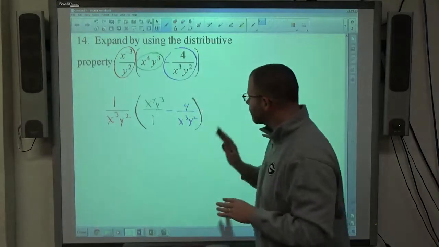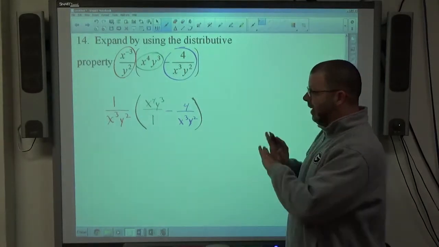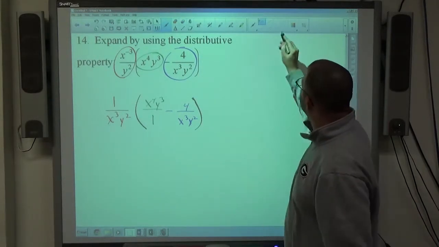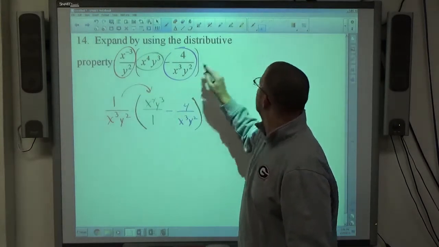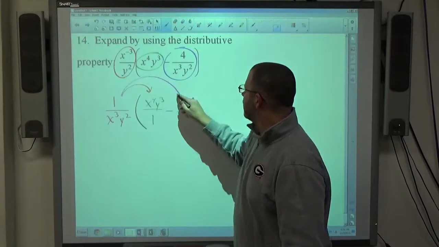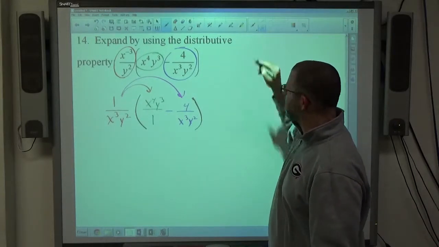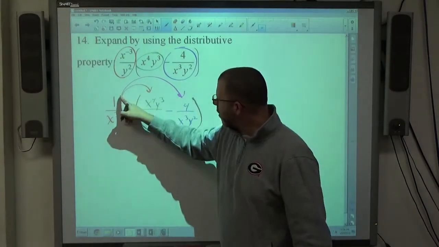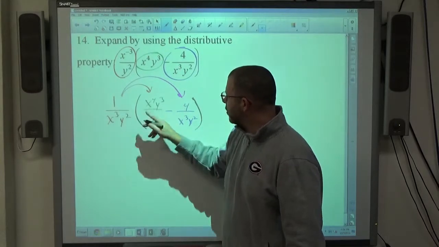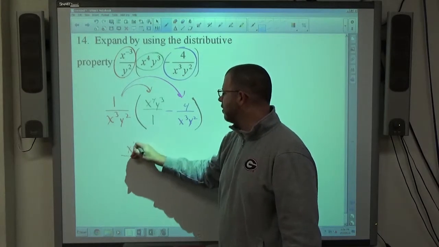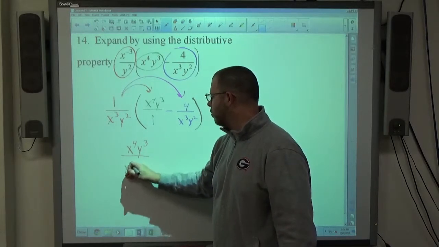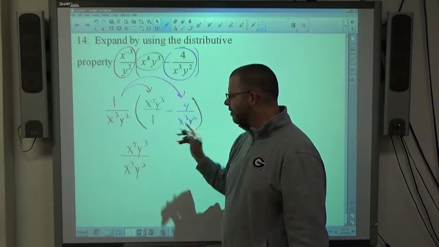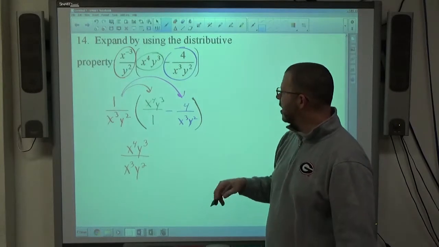So, once you get everything simplified to that extent where their powers are all positive, now it's just a distributive property. So I'm going to multiply this times this, and I'm going to multiply this times this. And when I multiply, it's top times top, bottom times bottom. So, on the orange multiplication, 1 times x to the fourth y cubed on top makes x to the fourth y cubed. X cubed y squared on the bottom times 1 makes x cubed y squared on the bottom. Don't worry about the fact there's x's and y's. We'll worry about that in a minute.